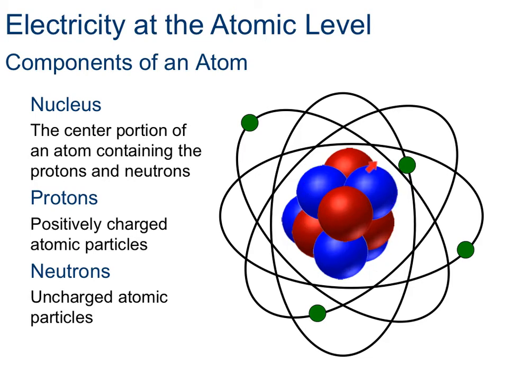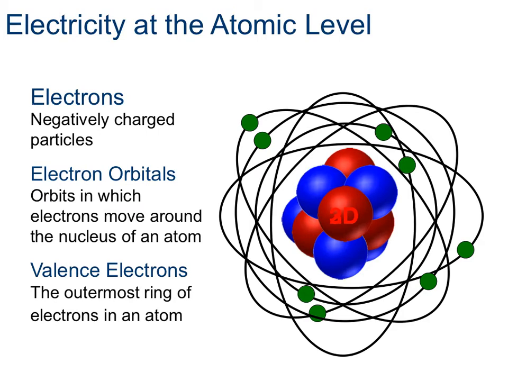Also inside my nucleus, the center part here, are neutrons, which are the uncharged atomic particles. Also in the atom are the electrons, which are the negatively charged particles. If this is a neutral atom, there will be the same number of electrons as there are protons. The electrons are out here in this outer portion, and they orbit the nucleus. And for electricity, what we're really concerned about is the outermost ring of electrons called the valence electrons.